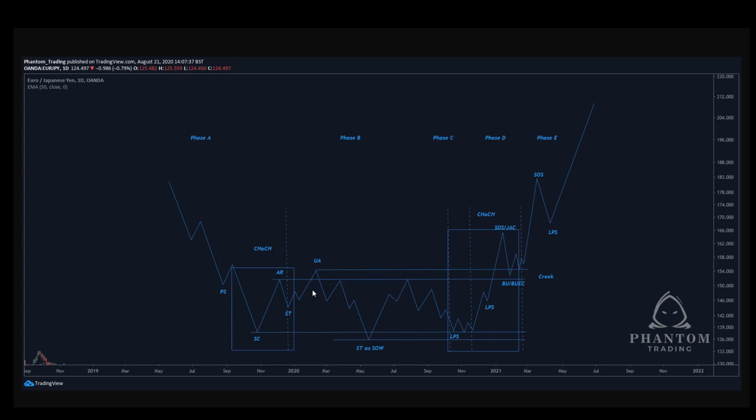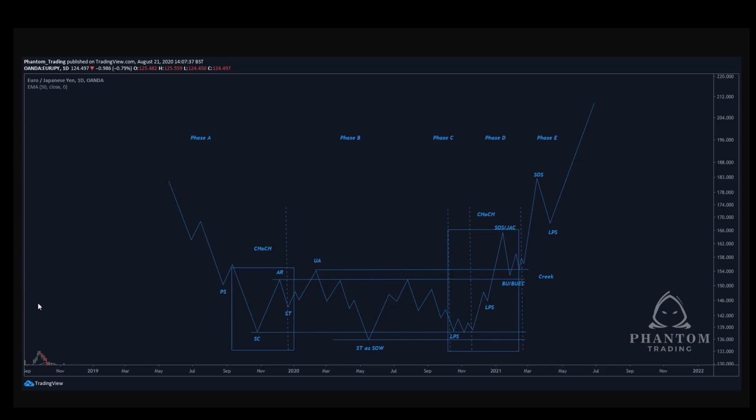UA stands for upthrust action. As you can see, it's broken the automatic reaction ever so slightly to the upside, and it's created a potential new area of resistance. And of course, we've then moved back inside the accumulation phase and moved down to the ST. So ST stands for secondary test as a sign of weakness. Again, that's to test the level of supply in relation to the climactic action, and hopefully, again, it's establishing the end of phase A and the beginning of phase B.